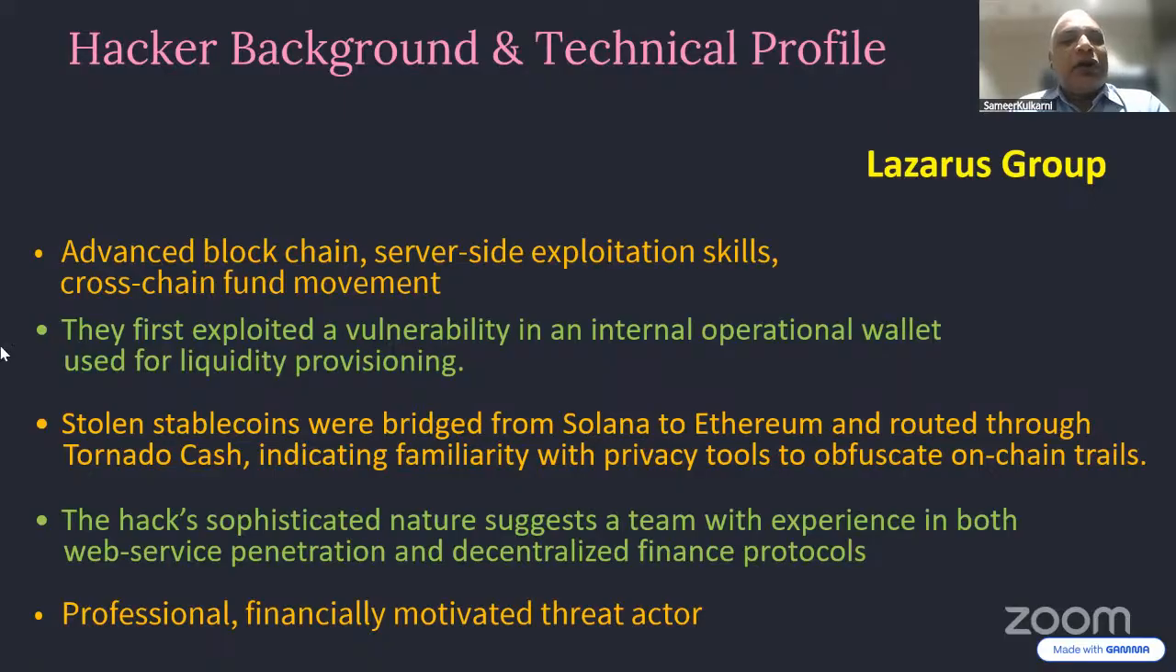So basically, they had stable coin in the operational wallets. They were bridged from Solana, then subsequently to Ethereum. What actually happened through the Wormhole: they already had Ethereum worth of value available with them, so they just exchanged it with Solana. The same thing they did with Solana's stable coin, and then routed it through Tornado Cash. That indicates familiarity with privacy tools to obfuscate and obscure the on-chain trails, so you will not be able to find out exactly where these transactions have happened.